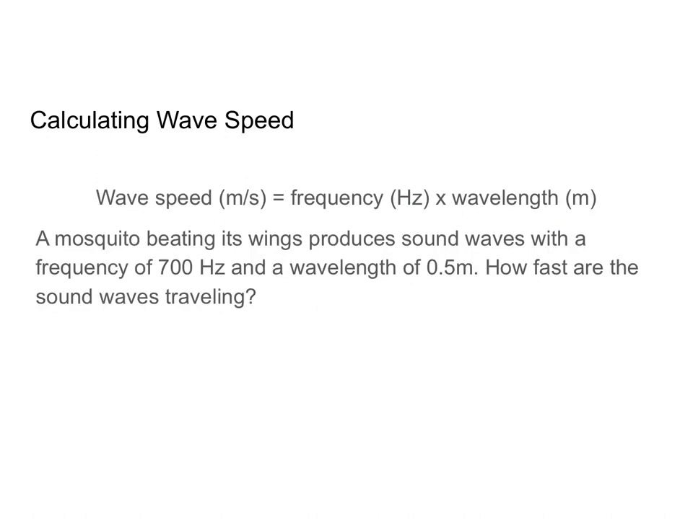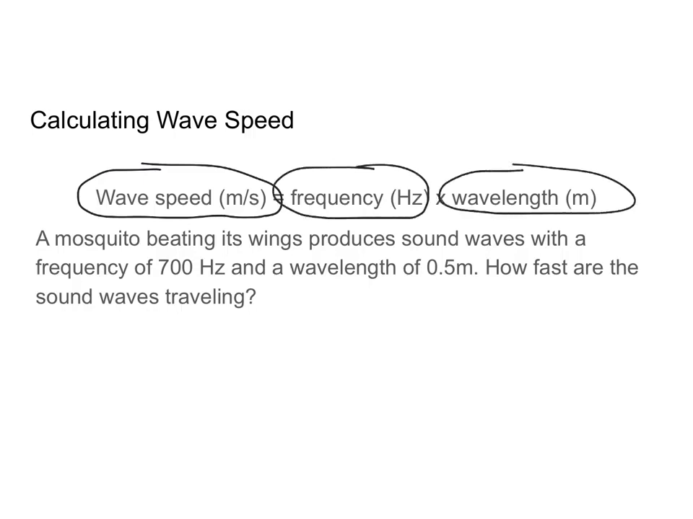So let's see how this works. We have a situation: a mosquito beating its wings produces sound waves with a frequency of 700 hertz and a wavelength of 0.5 meters. We want to know how fast the sound waves are traveling. So we start with our wave speed equation. Wave speed equals frequency times wavelength. And we can check our units here. We know that wavelength is in meters, and that's the same as in our equation. We've also got our frequency in hertz, and it's the same as in our equation. And so our wave speed should come out to something in meters per second.